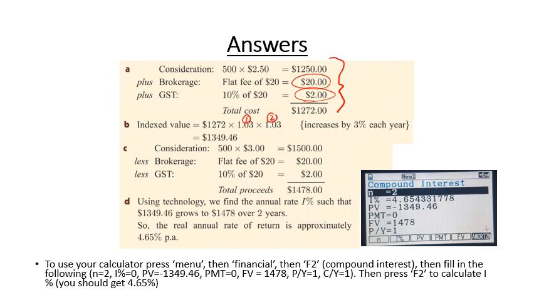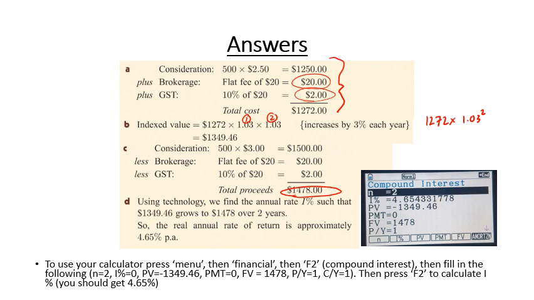In the example, I just indexed it. All right, so you could actually have done 1272 by 103 to the power of 2. That would have been fine, would have given you the same answer. Then we're looking at the consideration of when we sell them and the profit we make. Again, we're taking off our $20 fee and the 10%. And now we're using our technology.